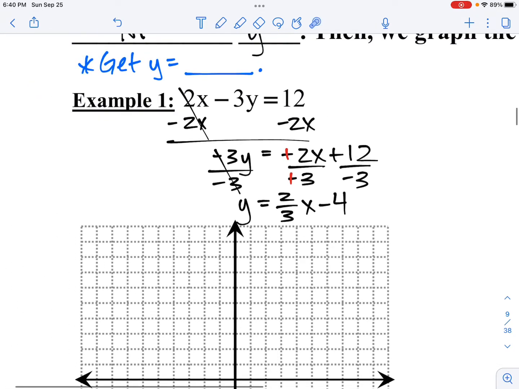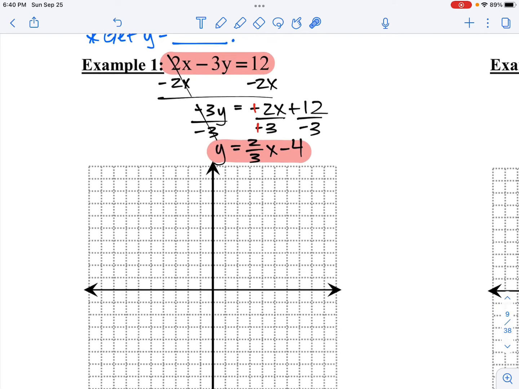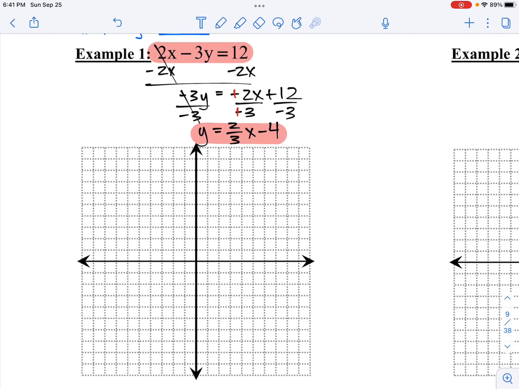So that equation, this one right here, is the exact same as this equation right here. They're just in different forms. This one didn't have y by itself, so I moved a bunch of stuff around and got y by itself, and now it equals this. And I'm pretty sure you know exactly how to graph this. So remember, you start on negative 4 on the y-axis. This is always the y-intercept. That's why this is called a y-intercept.